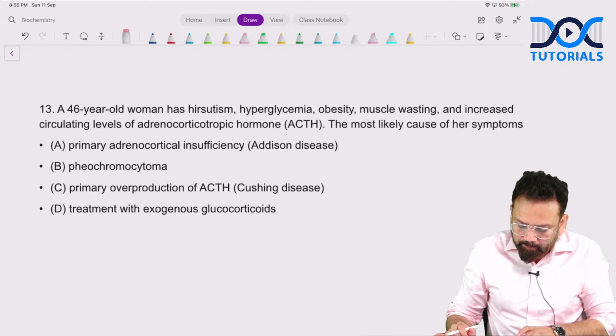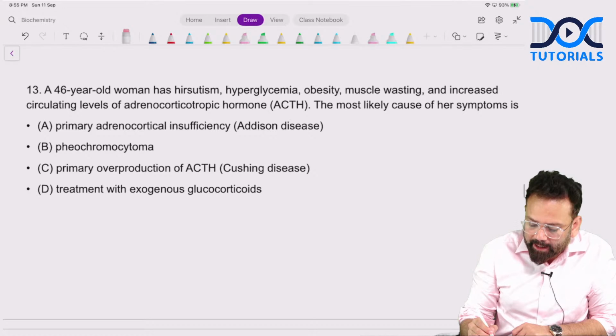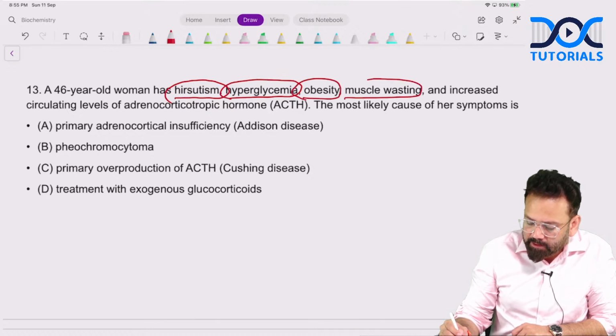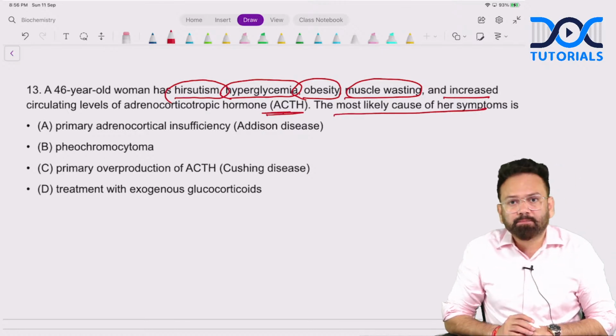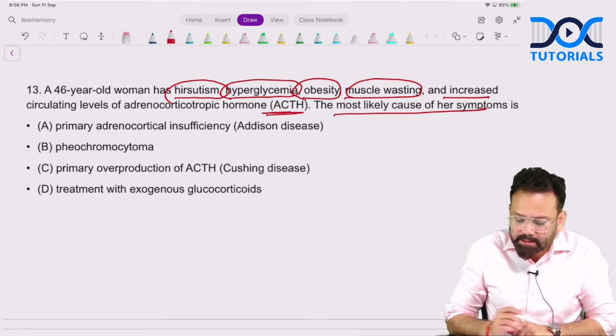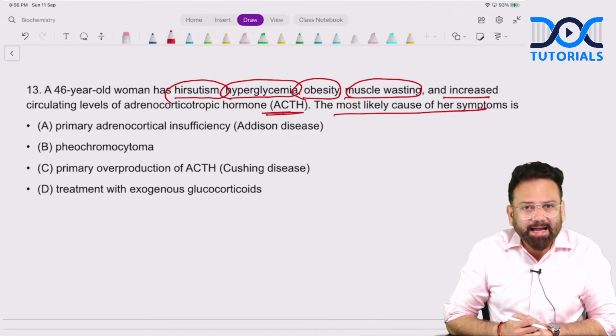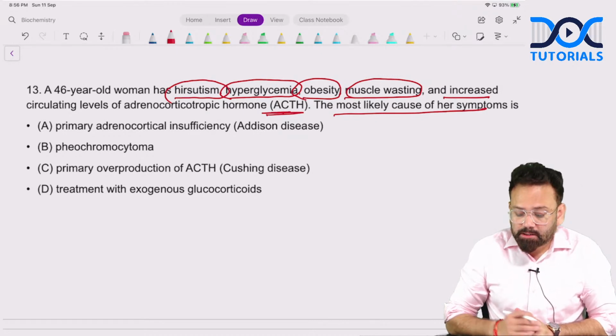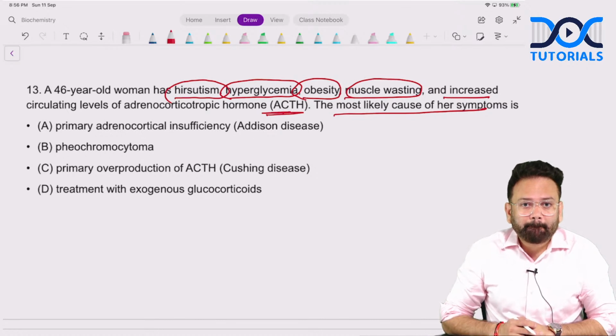Okay, next question. A 46-year-old woman has hirsutism, hyperglycemia, obesity, muscle wasting, increased level of ACTH. The most likely cause of symptoms is... if a woman is having hirsutism, facial hair, hyperglycemia, centripetal obesity, muscle wasting, increased level of ACTH, what is your diagnosis? See, this is a very important question. First tell me the diagnosis.